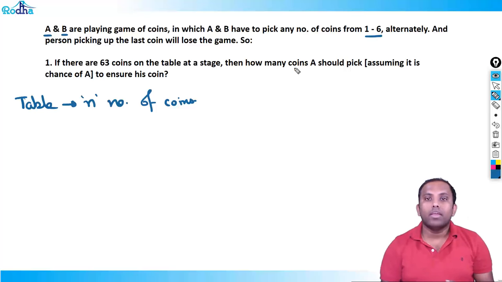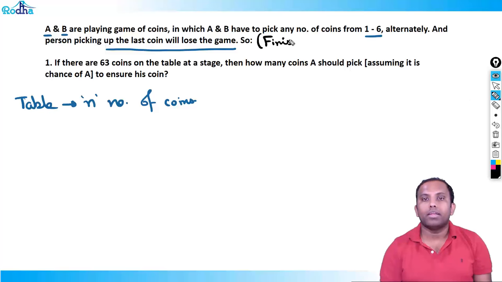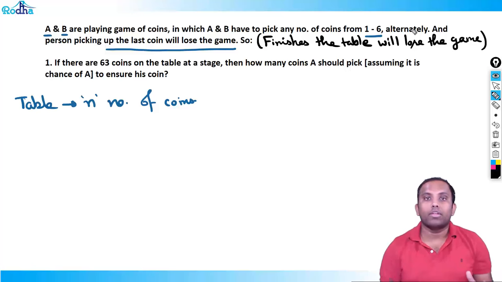But the situation is, the person picking up the last coin will lose the game. That means whoever finishes the table will lose the game. This is the condition here. You'll never finish the table because it's an alternate chance. No, at some point there will be one coin left on the table which you have to pick, and then you will lose the game.